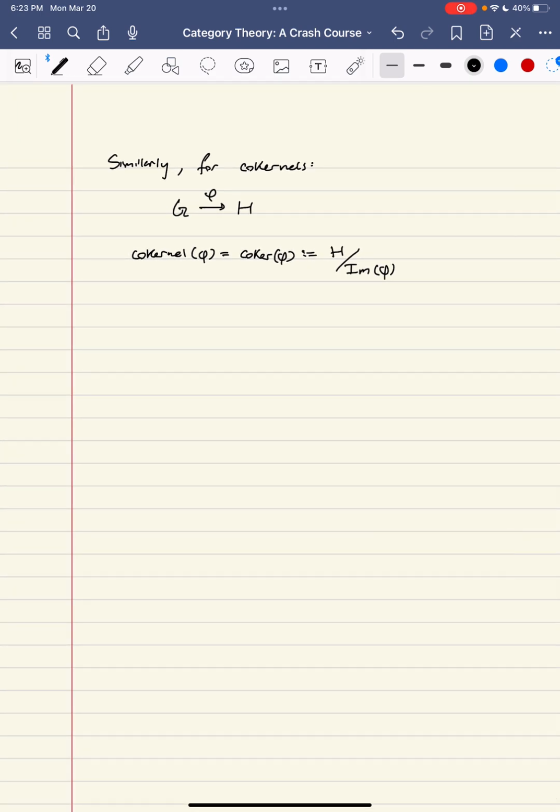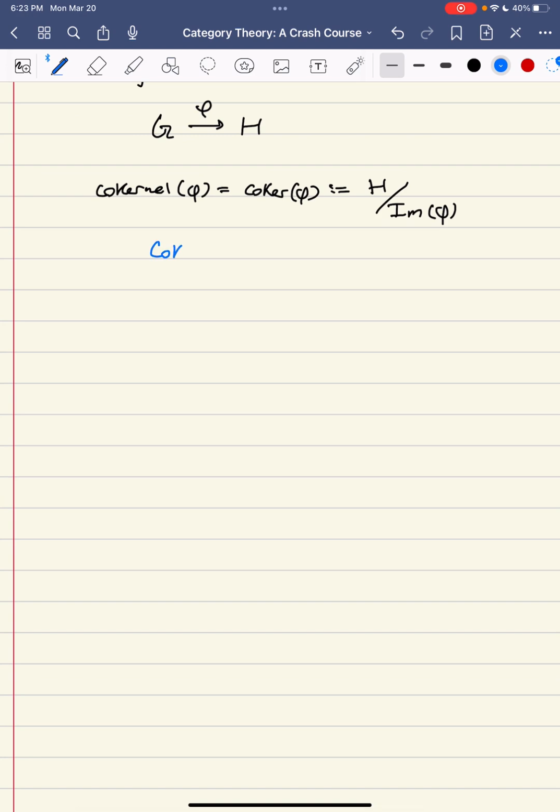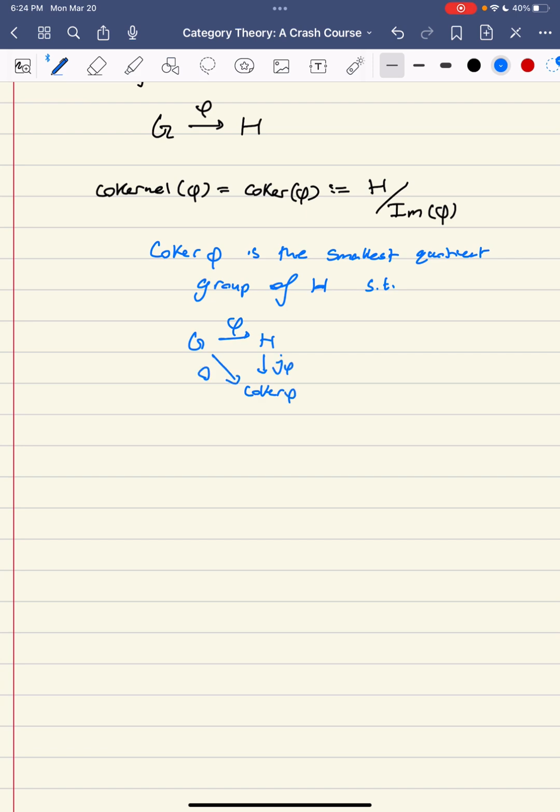So one could say it's the smallest quotient group of H that is killed off by phi. So I'll write that here. Co-kernel of phi is the smallest quotient group of H such that if I do first going from G to H via phi, and then from H to the co-kernel, I'll call this J sub phi, this composition is equal to 0. So again, this map J sub phi is just exactly the canonical quotient map from H mod the image.